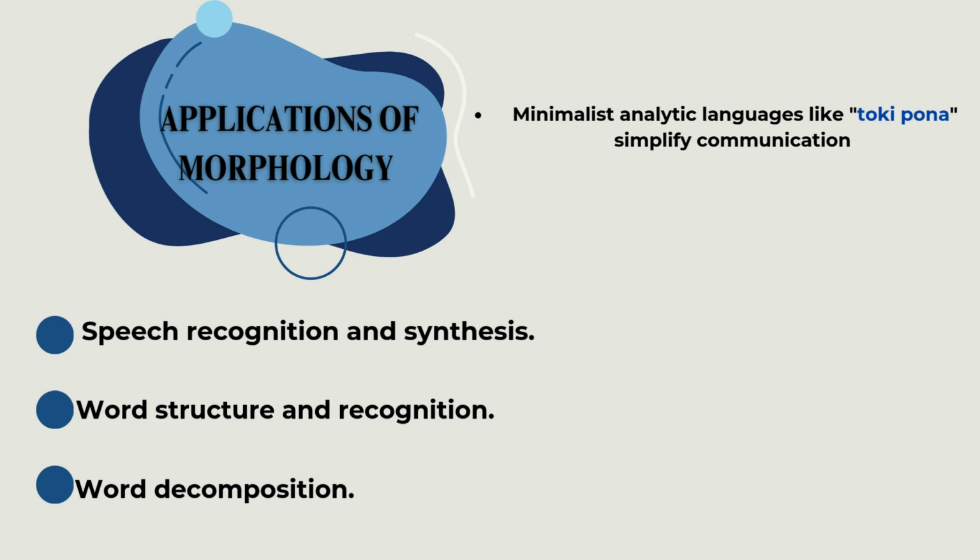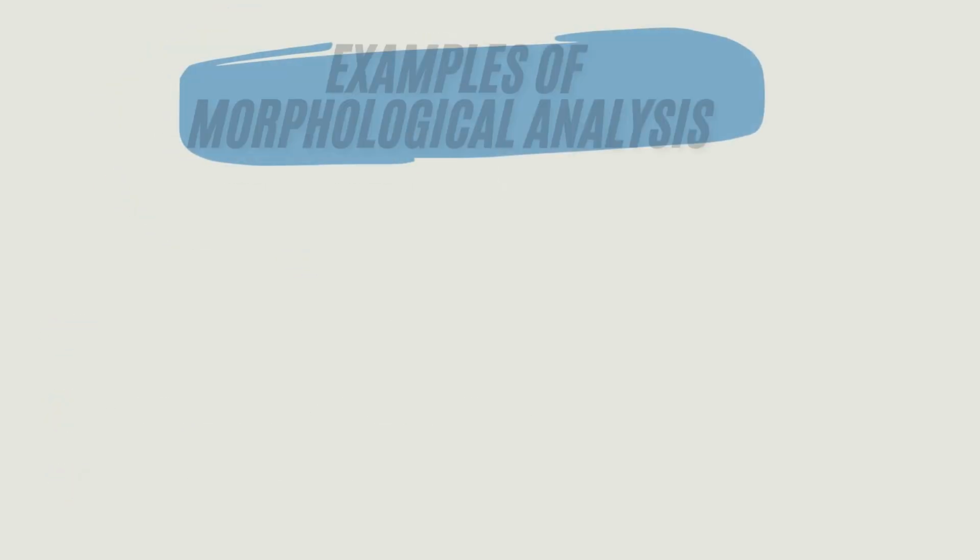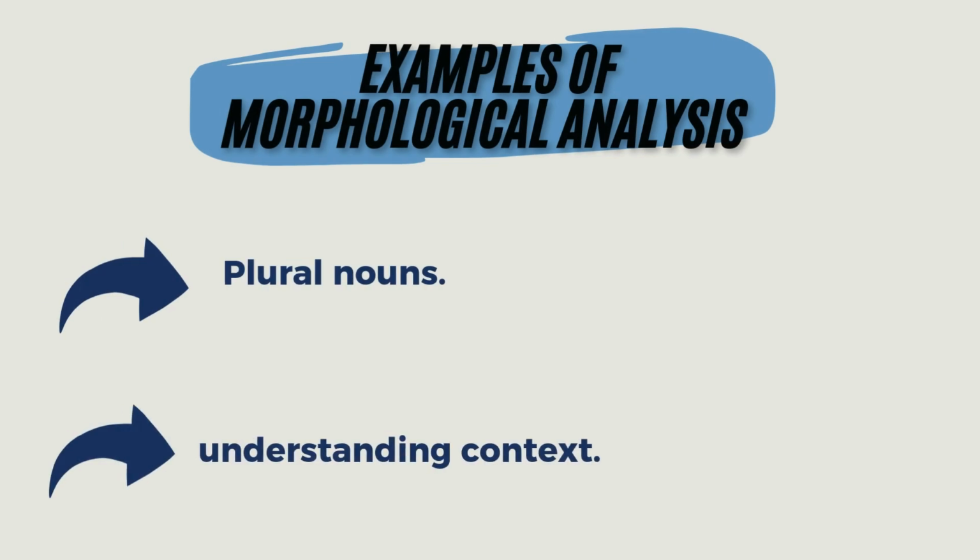Number 5. Creation of constructed languages. Minimalist languages like Toki Pona and even constructed languages like Esperanto utilize morphology to simplify communication, showing how morphological principles can create efficient linguistic systems. Here are some practical examples that illustrate how morphology works.